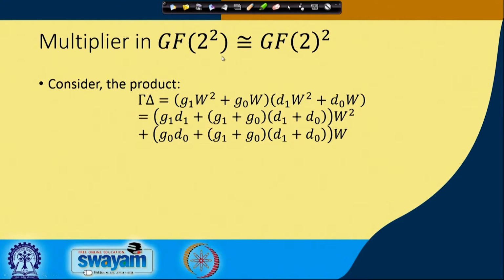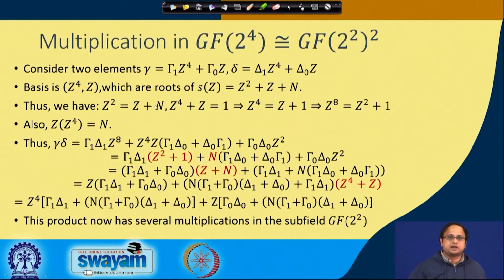When you are doing multiplications in GF(2^2), you can isomorphically write it as an element in GF(2)^2, so there are two parts in the representation. Say the elements you are multiplying are gamma and delta. If you go back and see the equation, gamma 1 and gamma 0 are in GF(2^2), and likewise delta 1 and delta 0 are in GF(2^2). So for computations like gamma 1 delta 0, you have to multiply in GF(2^2).